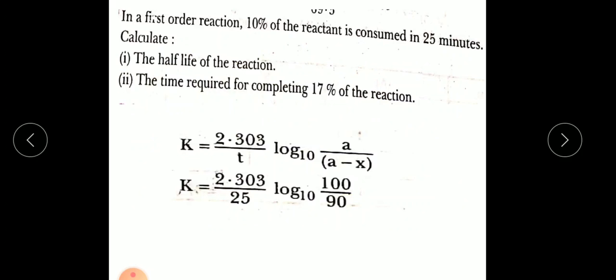Now in the second part of the question it has been asked the time required for completing 17% of the reaction. Okay, so for this we again use the same equation that we used in the first, that is t equals 2.303 by k log10 a by a minus x. Now the value for k we have already found, that is 4.215 into 10 to the power minus 3, and the value for initial concentration we are taking as 100.